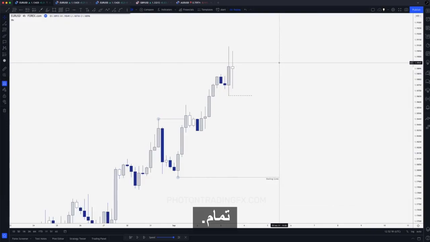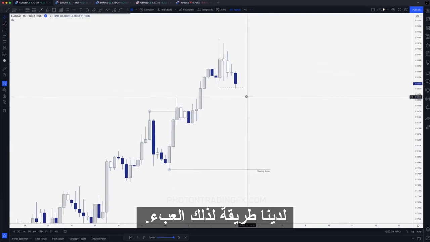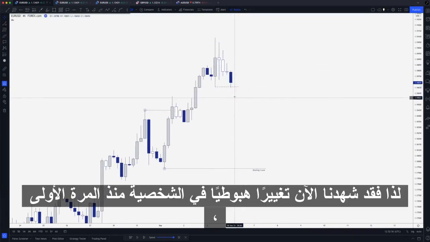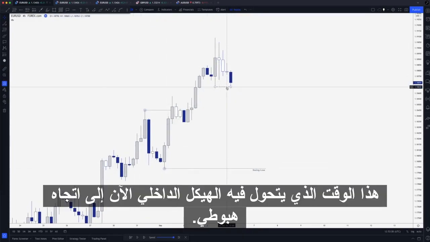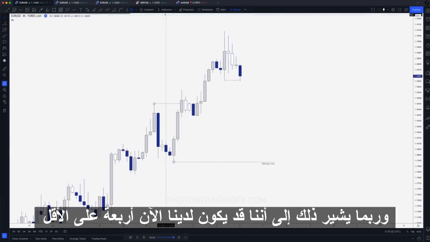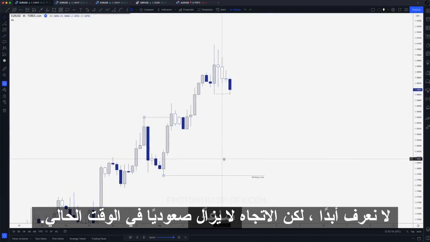So let's keep going, okay? Inside bar, so it's getting a little bit messy. Now we have a wick to that low, okay? So now we have had a bearish change of character. So that's the first time, right, this entire time that the internal structure has now shifted bearish and potentially signaled that we may now be having at least a 4-hour pullback, at least, right? Or it could turn into a reversal, right? We never know, but the trend is still bullish.